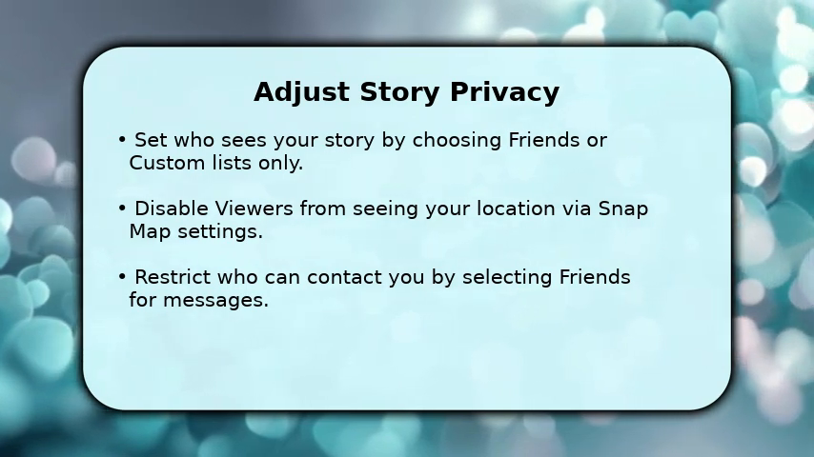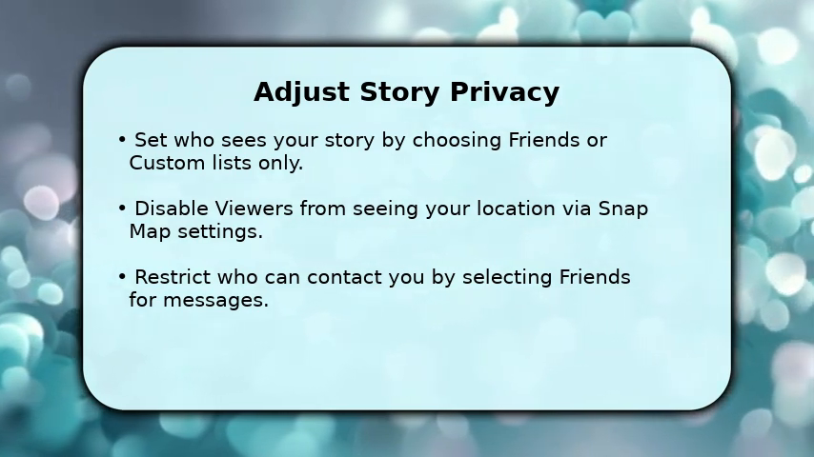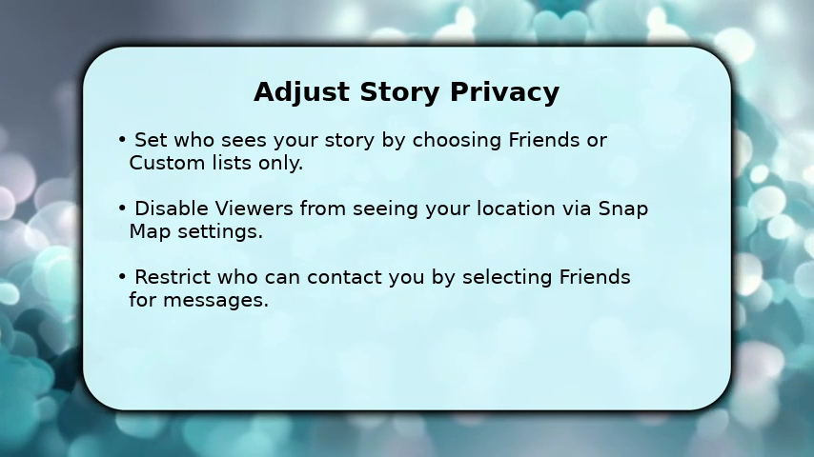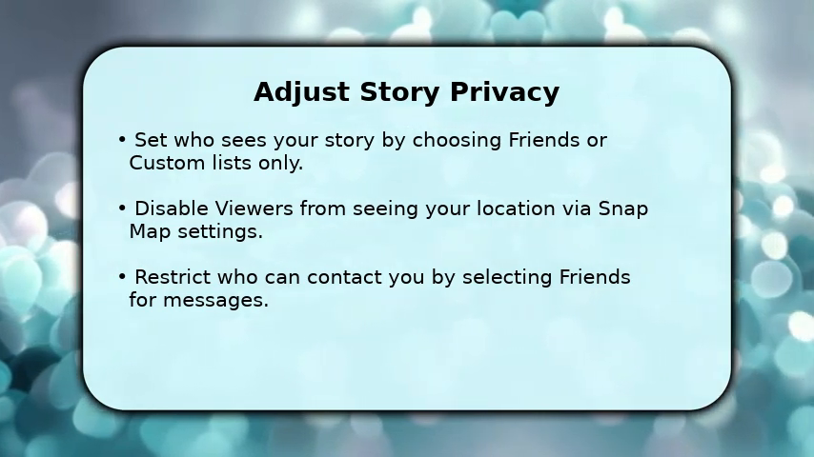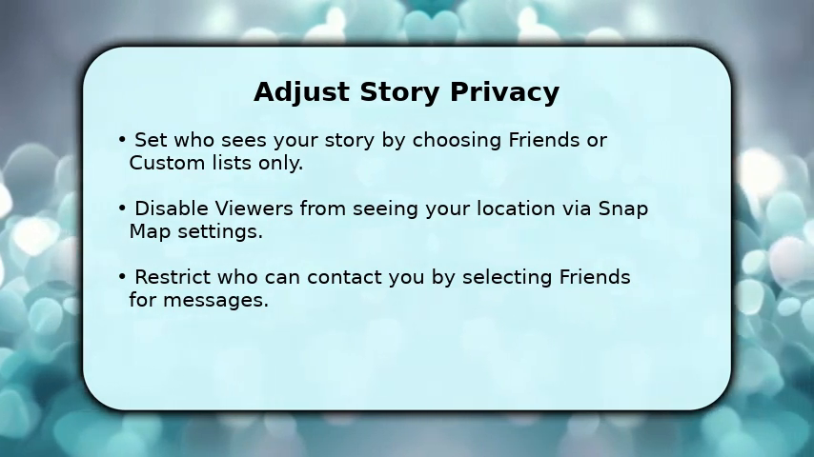In Snap Map, turn off location sharing or set it to ghost mode to hide your position. Under Contact Preferences, pick Friends for who can send you snaps and view your story to limit interactions and keep your account effectively private and controlled.